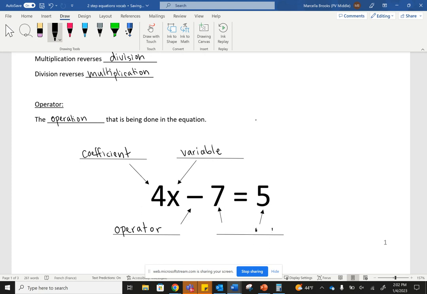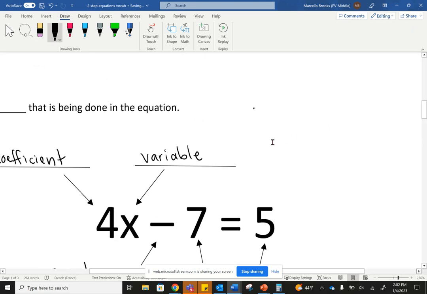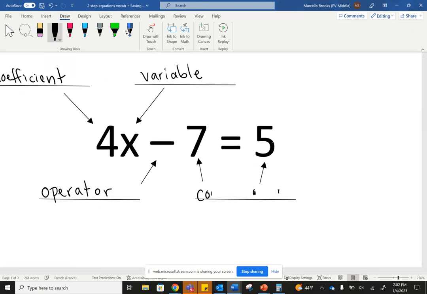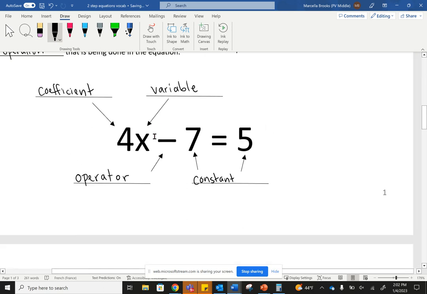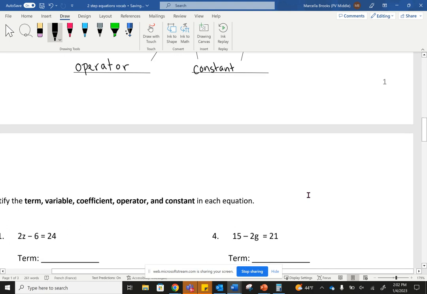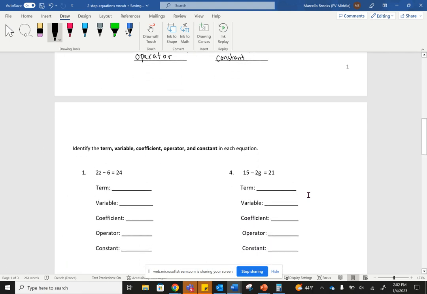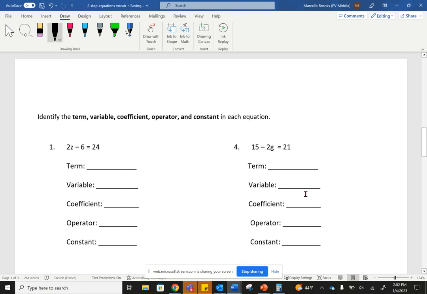Gotta zoom in here. Constant. The reason that 4 is not a constant is because it's attached to a variable. It's going to change. You're going to multiply 4 by a number. All right, so the next page is just a practice using these terms. So we are going to identify the term, variable, coefficient, operator, and constant in each of these problems.